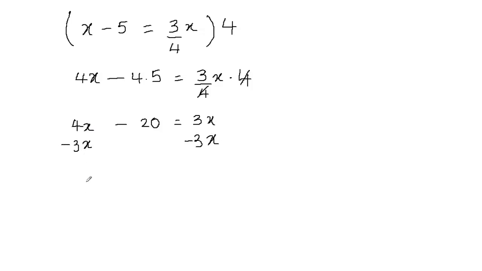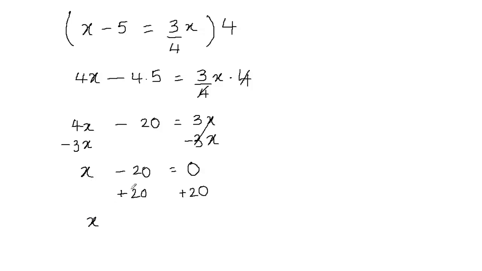So 4x minus 3x is going to give me 1x, and 1 times x is just x. And then I have minus 20 is equal to 3x minus 3x, which is 0. We need to isolate the variable. So what is the opposite of subtracting 20? Well, the opposite of subtracting 20 is adding 20. And remember that whatever we do to one side, we do to the other side as well. So we're going to add 20 on both sides of my equation.